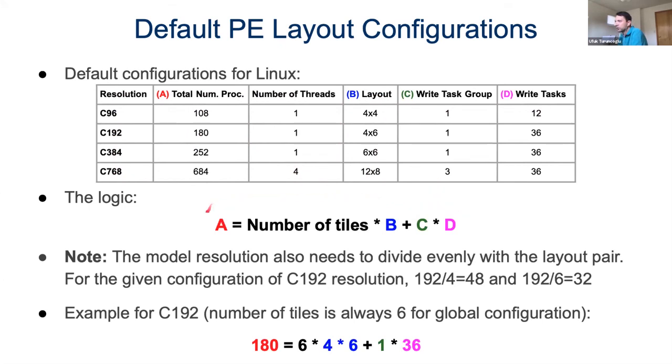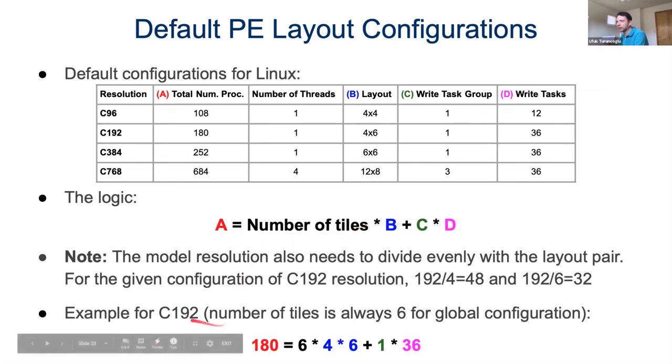And there's a certain equation here that needs to be considered if you want to change those numbers. For example, A must be equal to the number of tiles. In our case, the number of tiles is always 6 because we are using a cube-sphere grid. But for example, for the regional application, the number of tiles is 1 because it's a regional application. This must be multiplied by B, so 4 times 4 times 6, plus C multiplied by D. So this is the equation that you need to consider.